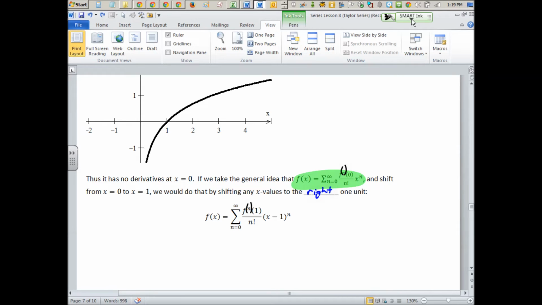Instead of x to the n, it's going to be x minus 1 to the n. So 2 changes happened here when we shifted to the right a space. First of all, our derivatives have to be evaluated at 1, or something besides 0. And all of the x's are shifted to the right one, so it's now called x minus 1 to the n. Because there's nothing at 0 for the ln graph. No points to build upon. Okay, so now we can go ahead and find a series expansion for ln x.